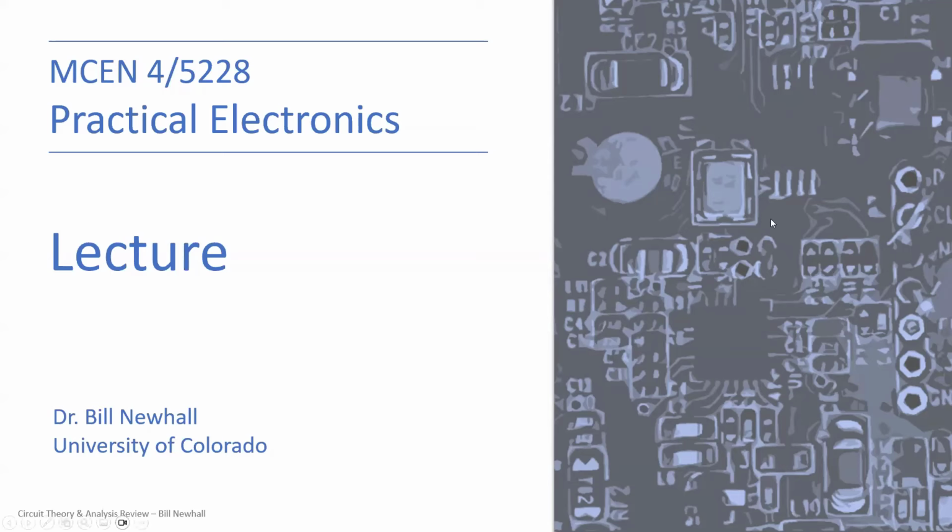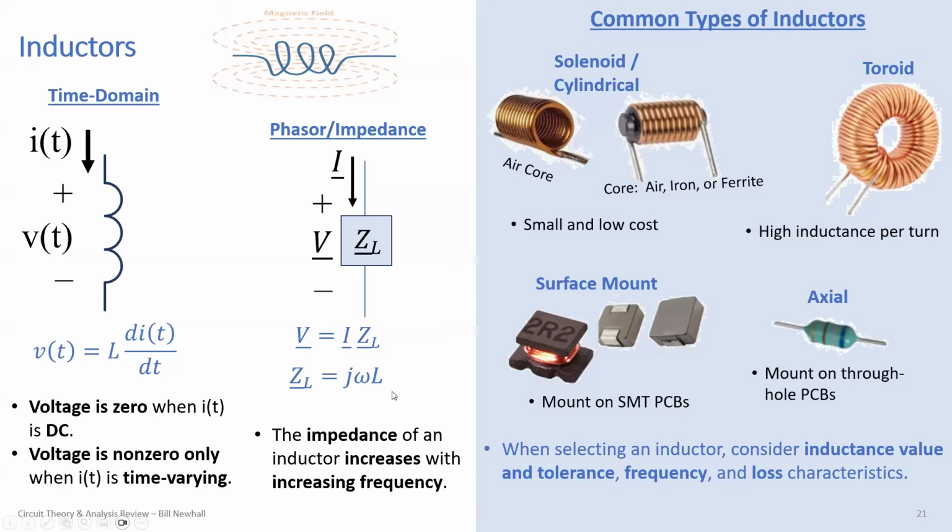Okay, so we talked about inductors, and I showed you different kinds of inductors. I wanted to point out again that inductor impedance, the magnitude of the impedance, increases with frequency. And we saw that the capacitor impedance reduces with frequency. So they act in an opposite way with frequency.